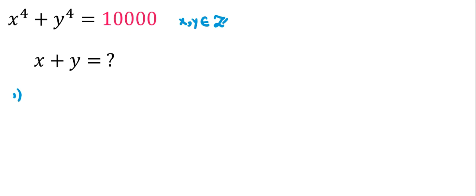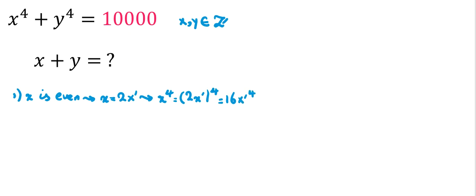We say x is even or x is odd. If x is even, you can easily say that x is 2x prime. So x to the 4 is 2x prime to the 4, equal to 16x prime to the 4, which is 16x1. In case number 2, we say x is odd.